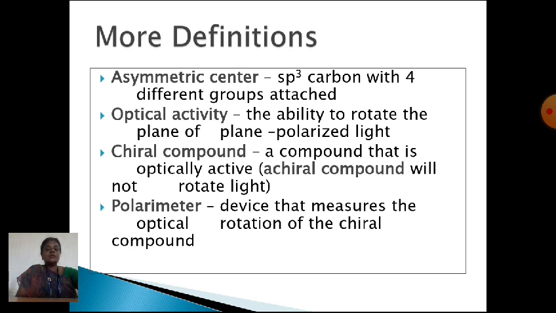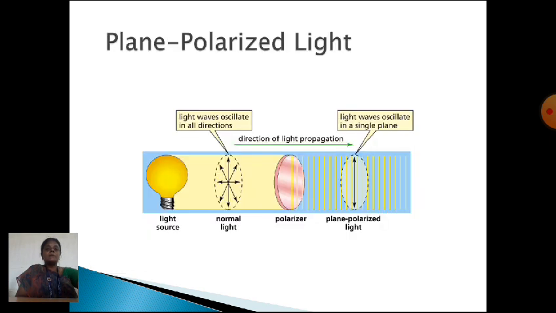The next one is the chiral compound. The chiral compound means the compound which is able to rotate the optical active light will be called a chiral compound. Next one is the polarimeter. The polarimeter is a device that is used to measure the optical rotation of chiral compounds. Okay, next one is the plane polarized light.